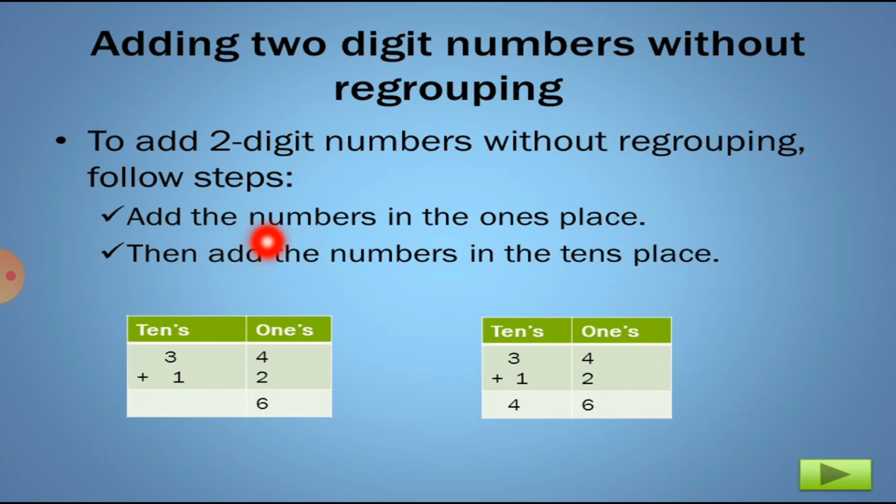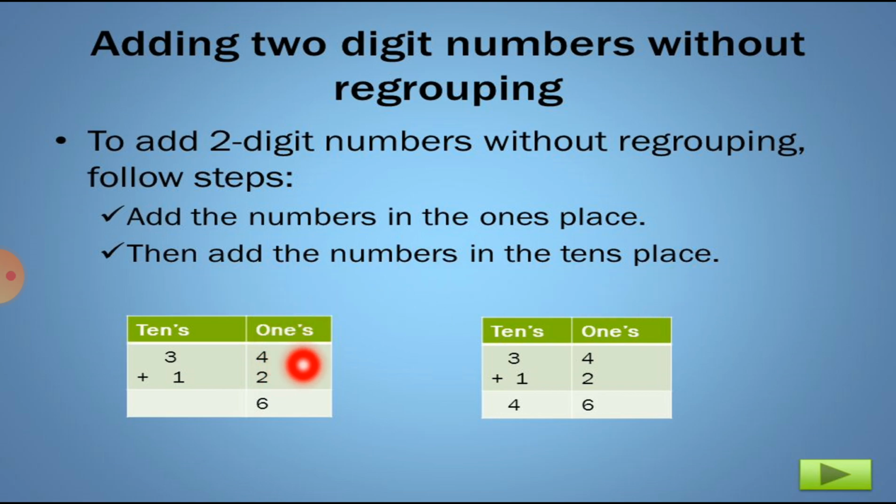First, add the numbers in the ones place. As I told you, whenever you start adding numbers, always start with the right column, the ones place. Always start with the ones column, so your answer will be correct, otherwise it will be wrong. Then add the numbers in the tens place.